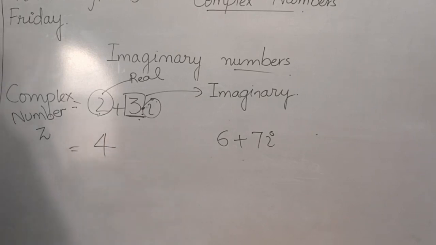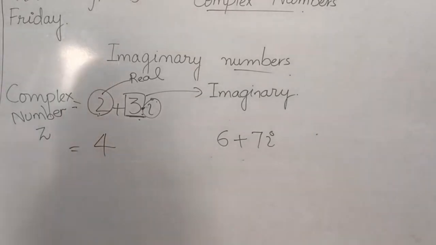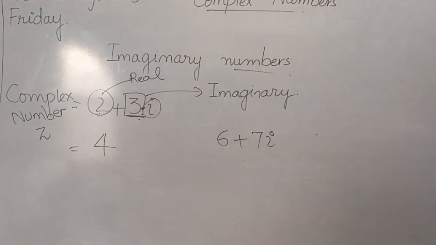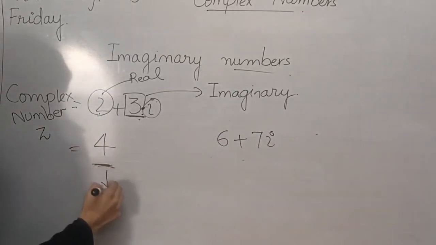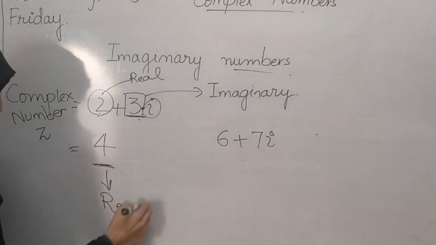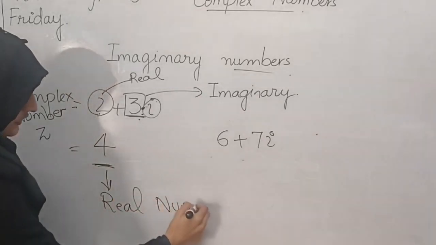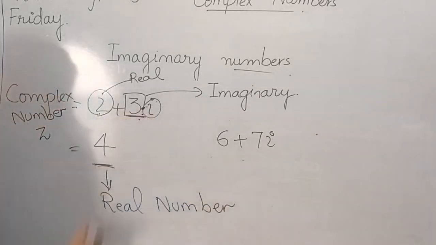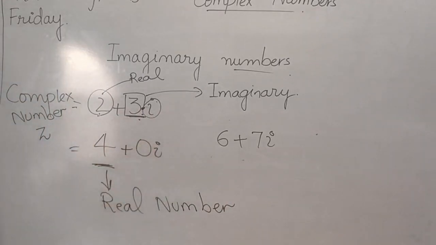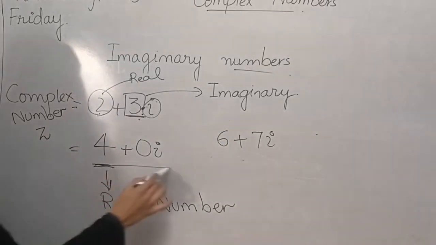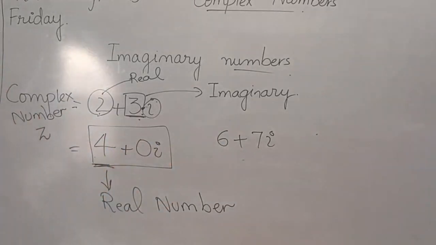Is it a complex number? No. This is not a complex number. This is a simple real number. But we can write it in the form of a complex number, 4 plus 0 iota. Its imaginary part is 0. All real numbers are complex numbers, but their imaginary part is 0. Okay? We can write it in the form of 4 plus 0 iota.